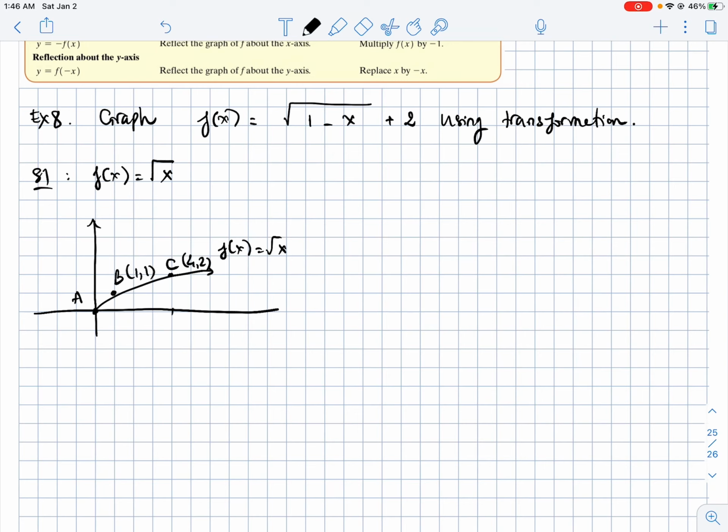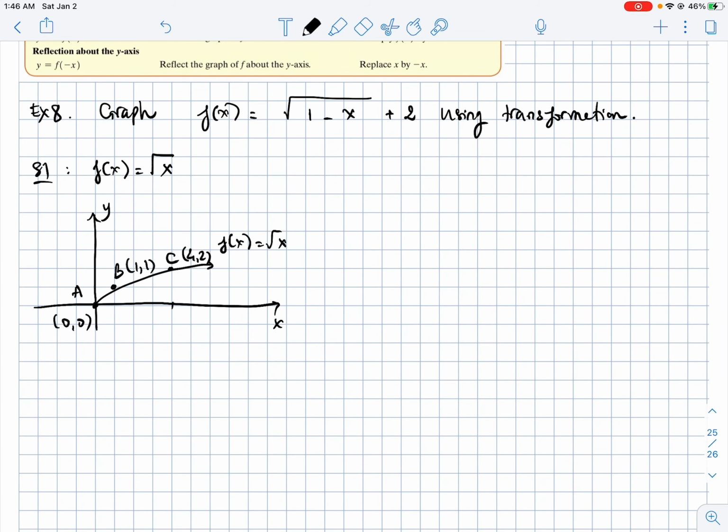So we have A, B, C. The point C is 4, 2. The point B is 1, 1. And the point A is 0, 0.